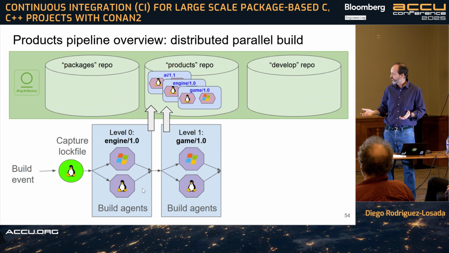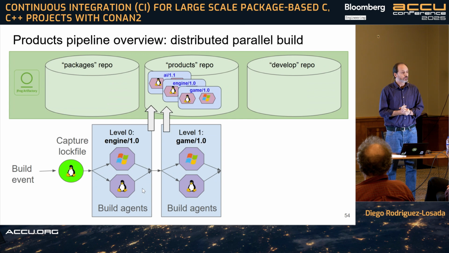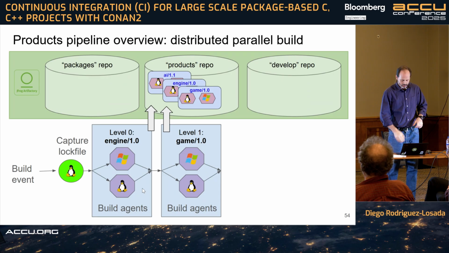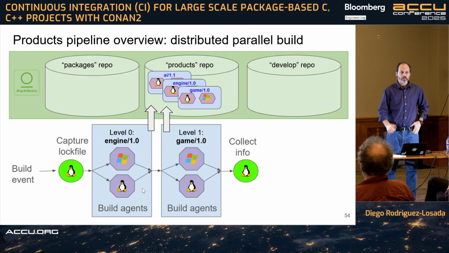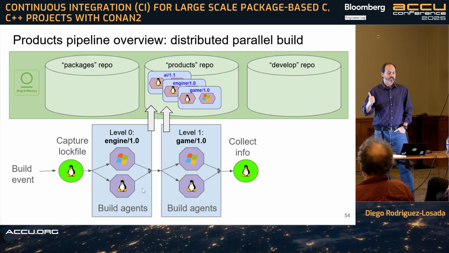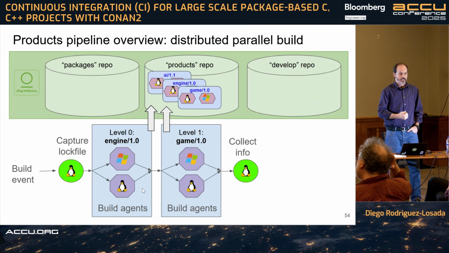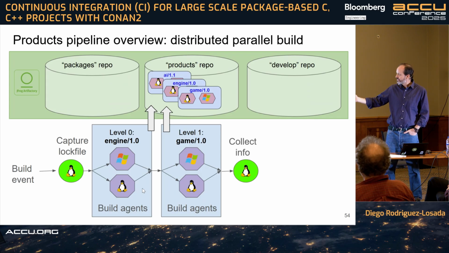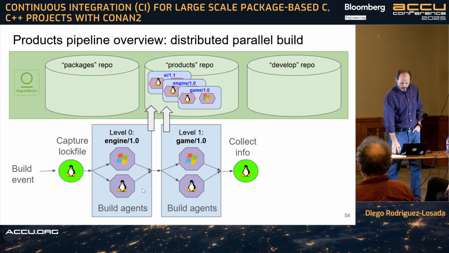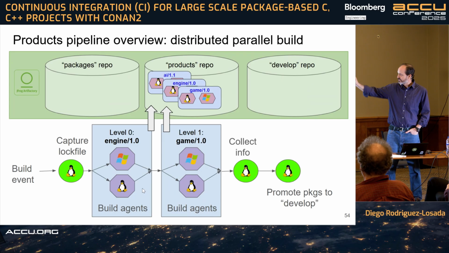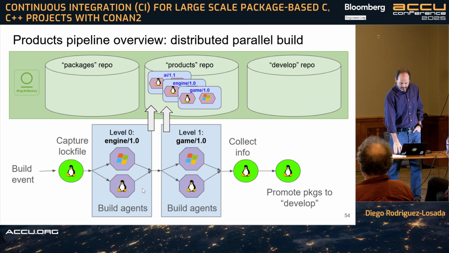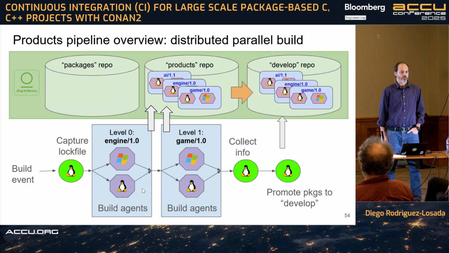And when it's finished, we can upload those binaries to the products repo as well. Right? Finally, if everything went well, it means the AI 1.1 changes integrate cleanly into my products. At this stage, I can say, okay, I'm ready, this is working. I can collect the information of all my dependencies, the things that I build, and I can finish my pipeline by making this available to all the developers. Basically promoting these packages to the developer repo.